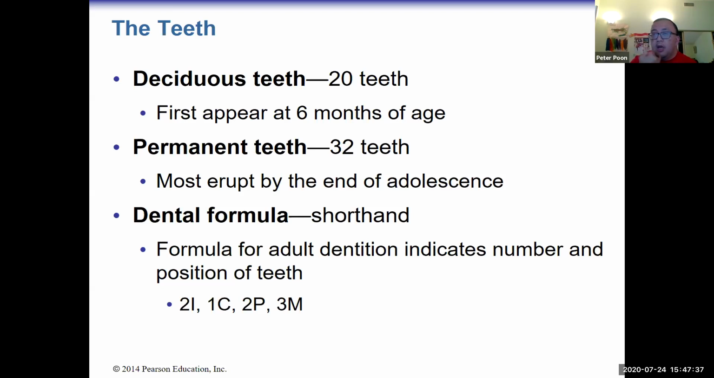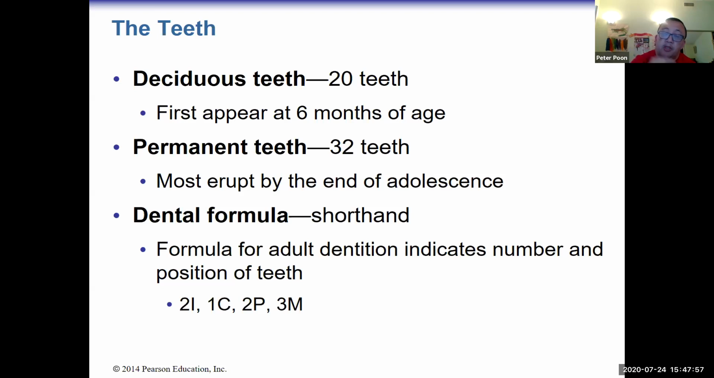Out of the bottom, you have 8 teeth on each side, and the top and bottom have the same 8 teeth. You have 2 incisors, 1 canine, 2 premolars, and 3 molars.